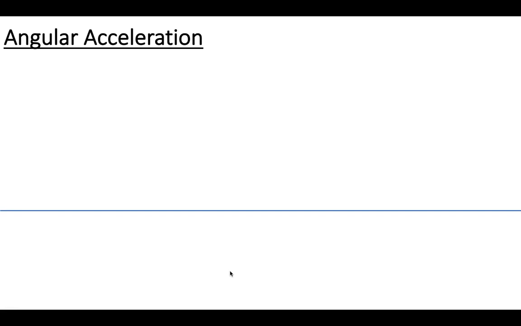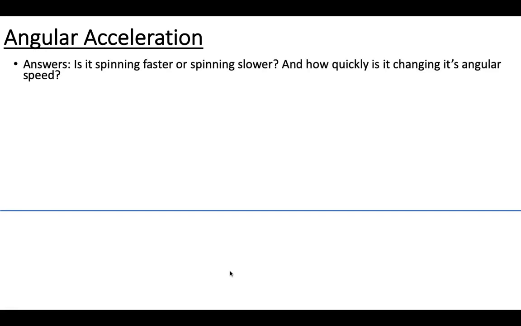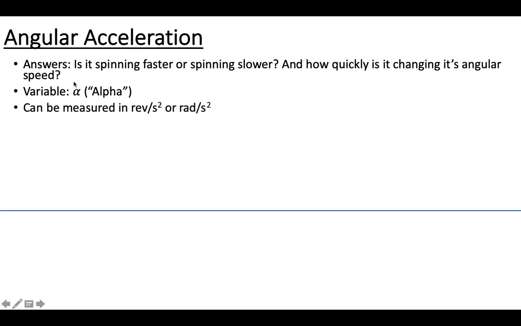Okay, angular acceleration. This answers the question, is it spinning faster or spinning slower? And how quickly is it changing its angular speed? The variable we use for angular acceleration is alpha. It's this funky looking A here. Again, another Greek letter. We can measure this in revolutions per second squared or radians per second squared.